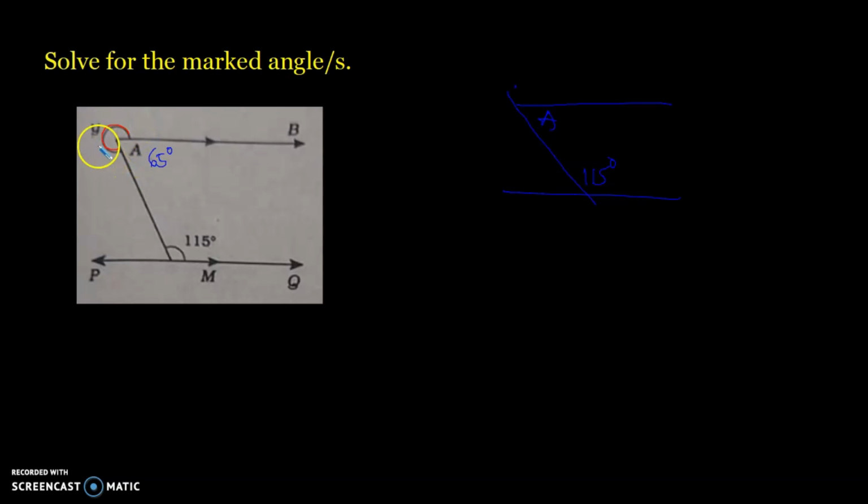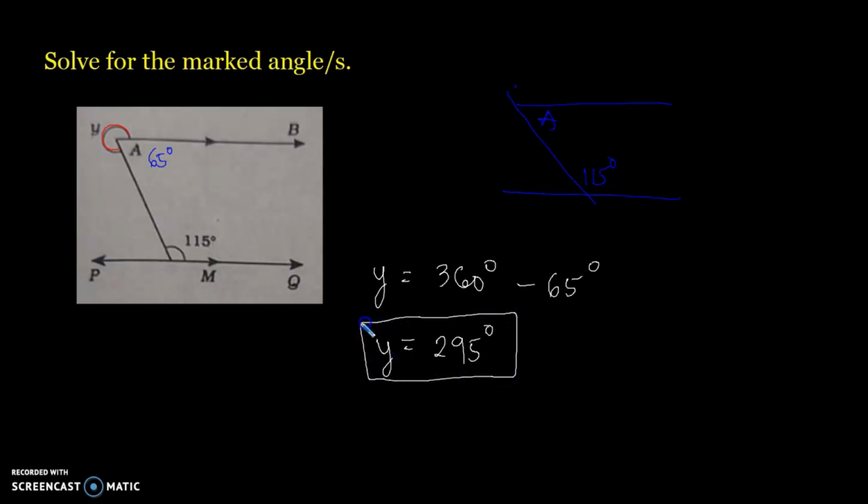Isn't it that a complete turn is 360 degrees, a revolution is 360 degrees. So, to solve for y, we are going to subtract 360 by the measure of angle A, which is 65. And with that, we can get a difference of 295 degrees. And that will be the value of y.